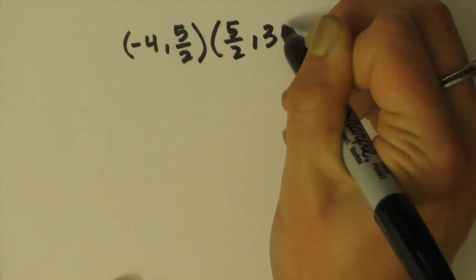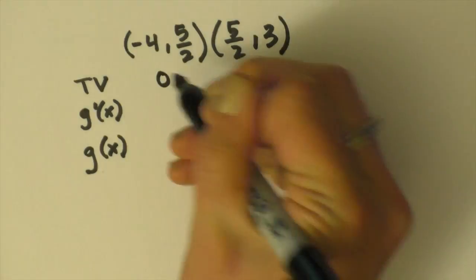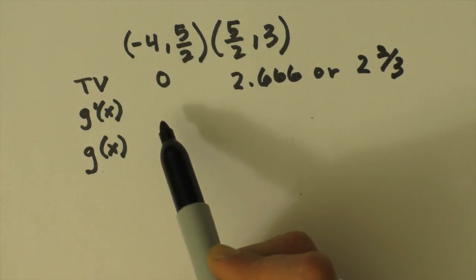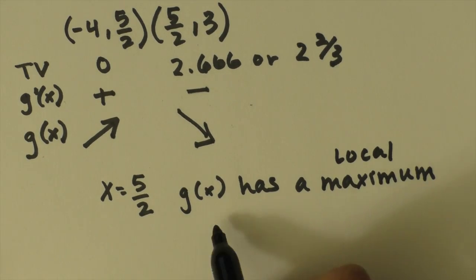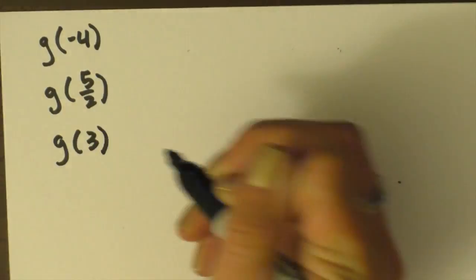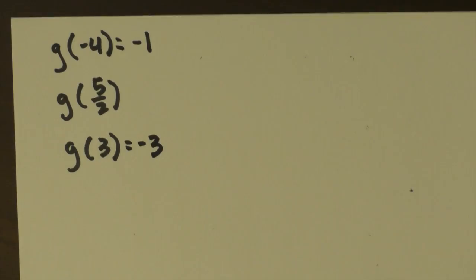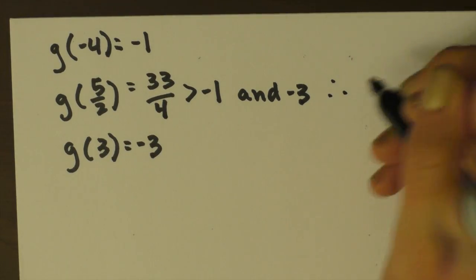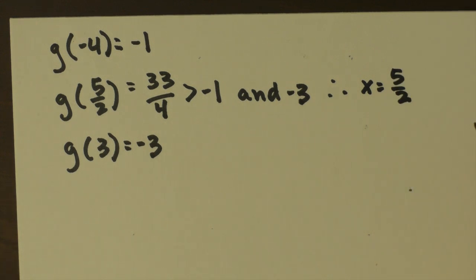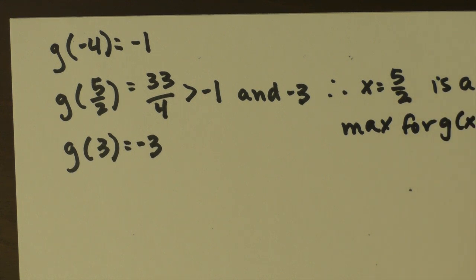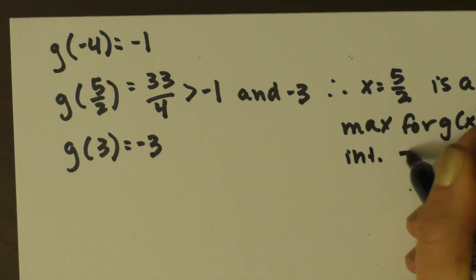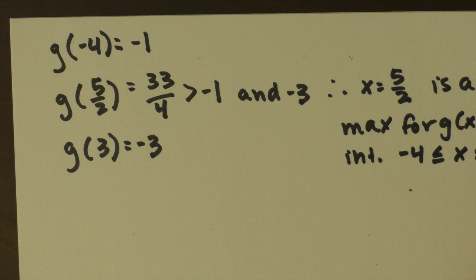Our first derivative test will set up a table with our intervals at the top. x equals 5/2 is an absolute maximum for g(x) on the interval of -4 to 3.